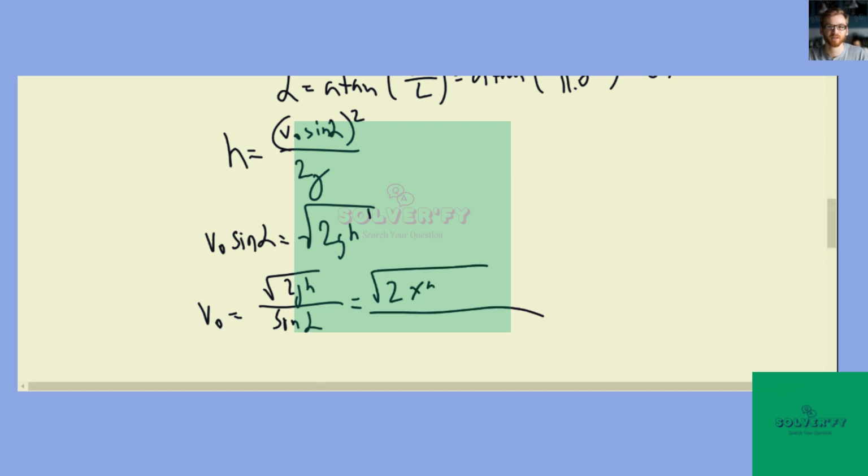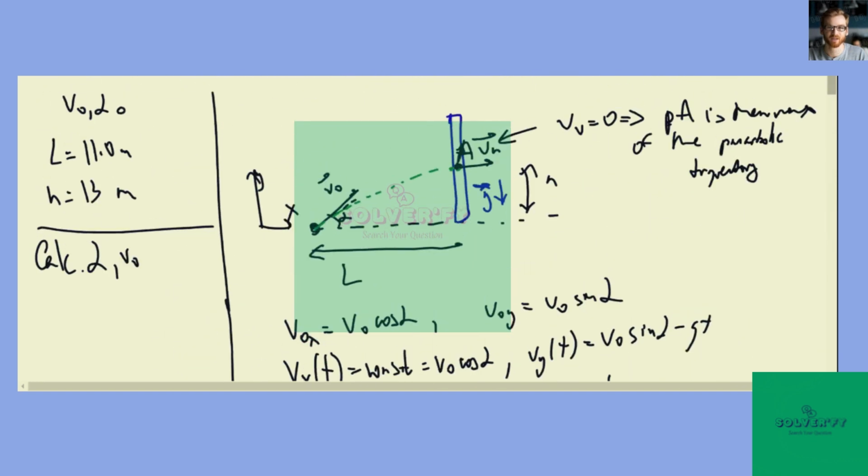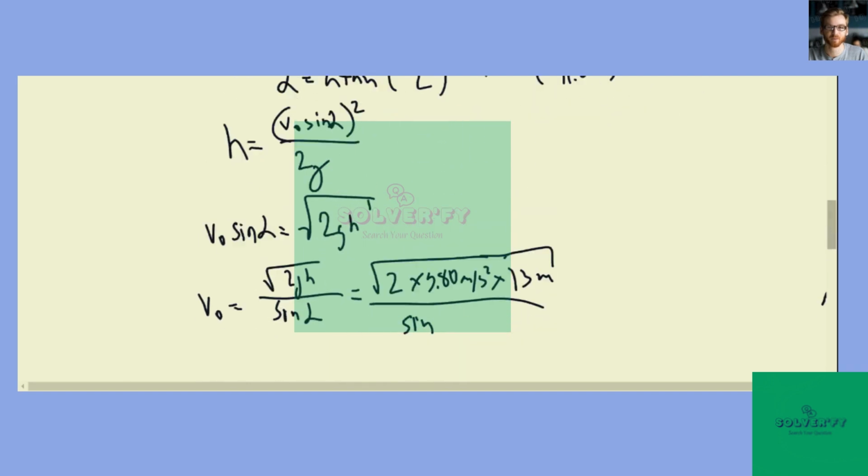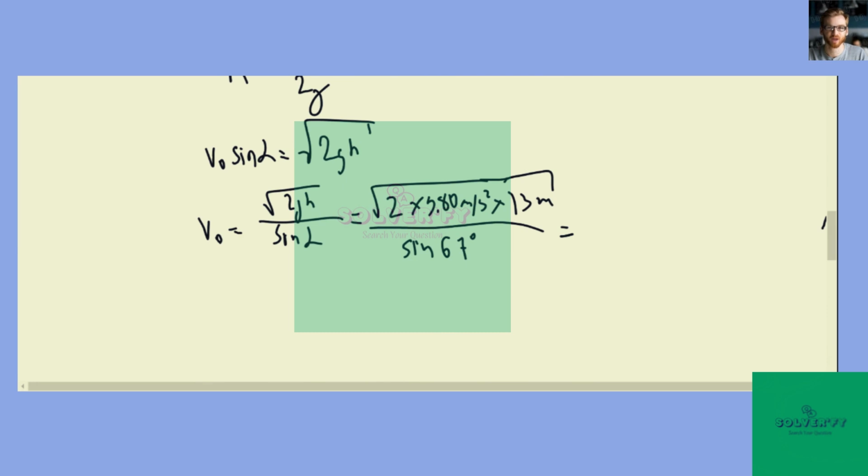Here it's 2 times 9.80 meters per second squared times h, which is 13 meters, divided by sine of 67 degrees. Okay, now let's calculate this number. It equals 17.3 meters per second.